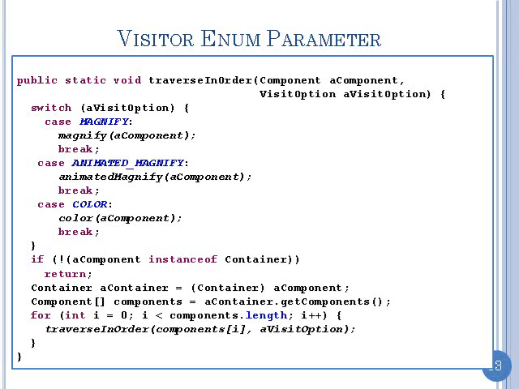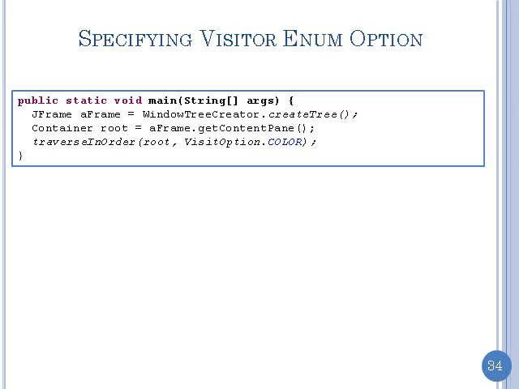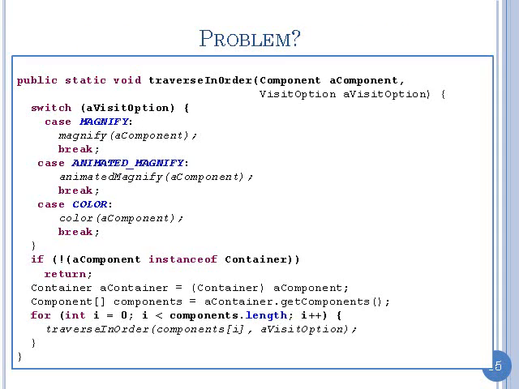Okay? So before we do all these complicated instantiating of classes and changing the command object, what's wrong with this? And this is how I'm going to call it. I'm going to just say traversal order root visitor option dot color. Okay? And it goes and executes the color code. So I've written one traverser that works for multiple visitors, and this traverser just looks at the option and does what you want. In our particular case, we have three choices: magnify, animated magnify, color, and I've solved them.